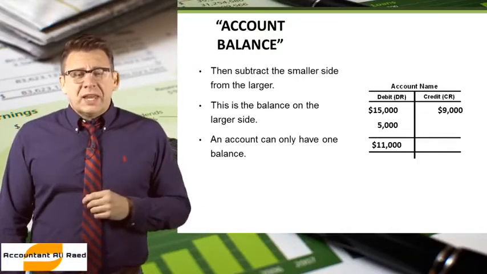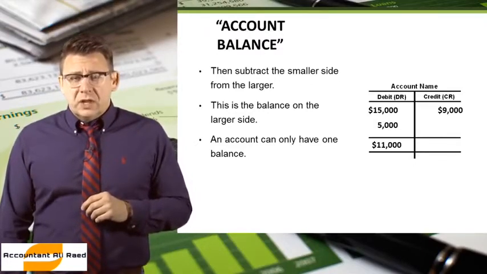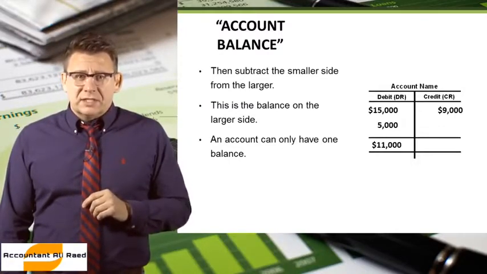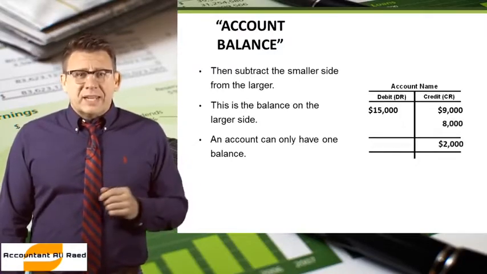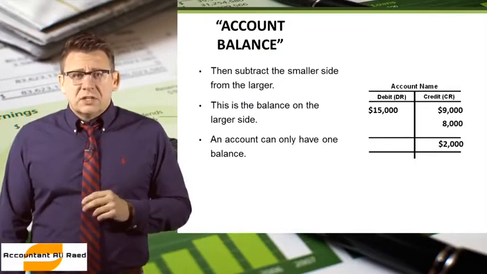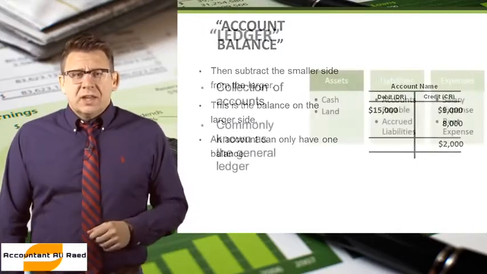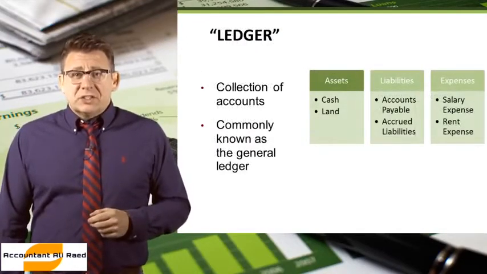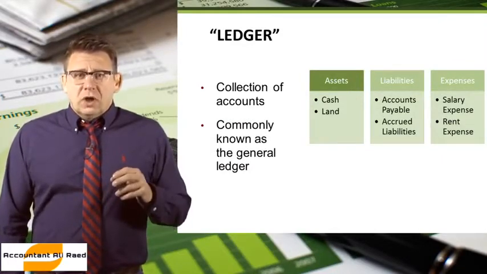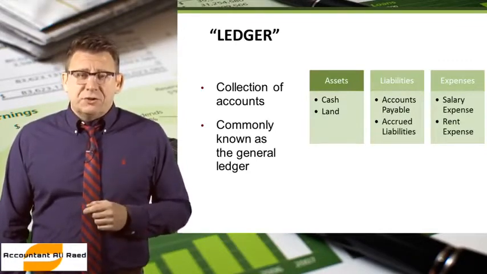In this example, debits are $20,000 and credits are $9,000. So the balance in this account is an $11,000 debit balance. In this next example, debits are $15,000 and credits are $17,000. So the balance of this account is a $2,000 credit balance. The ledger, sometimes known as the general ledger, is a collection of all of the company's accounts. So all of the asset, liability, equity, revenue, and expense accounts are located in the ledger.